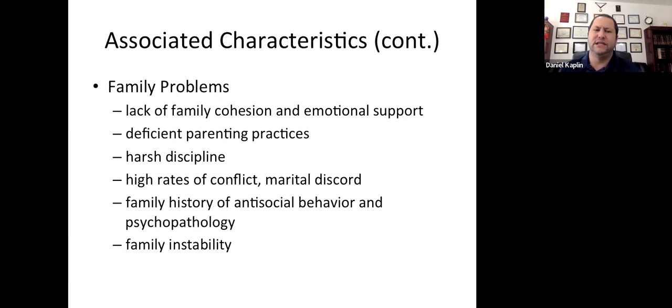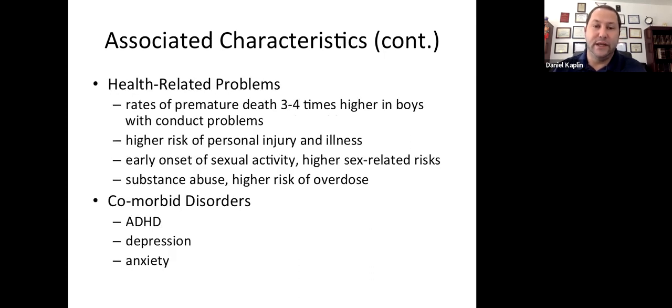So I already mentioned rates of conflict and marital discord. We also see that these features do run in families. So if you have a family history of antisocial behavior or psychopathology, you're going to have higher rates of conduct disorder or oppositional defiant disorder. Same thing with family instability.